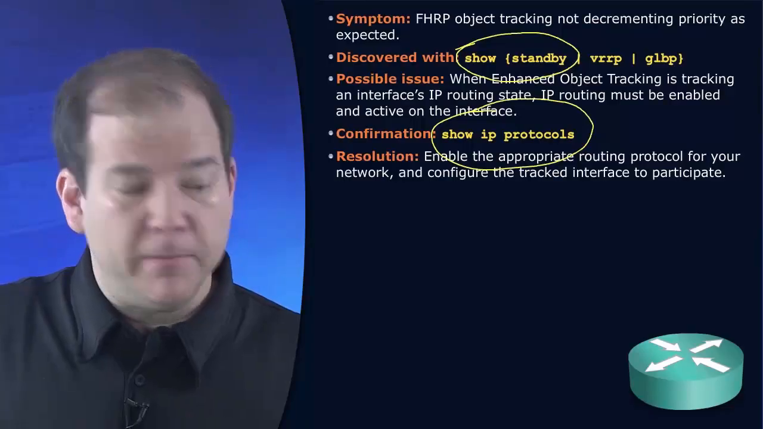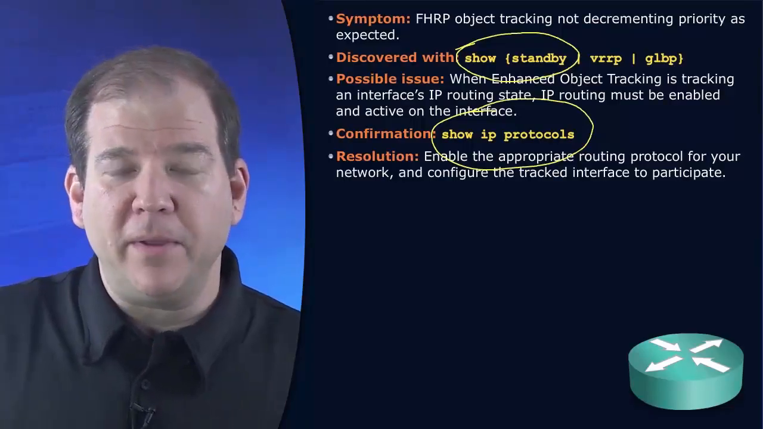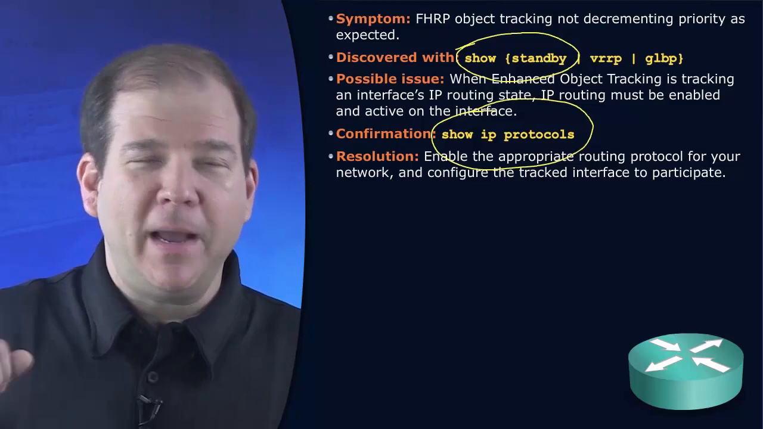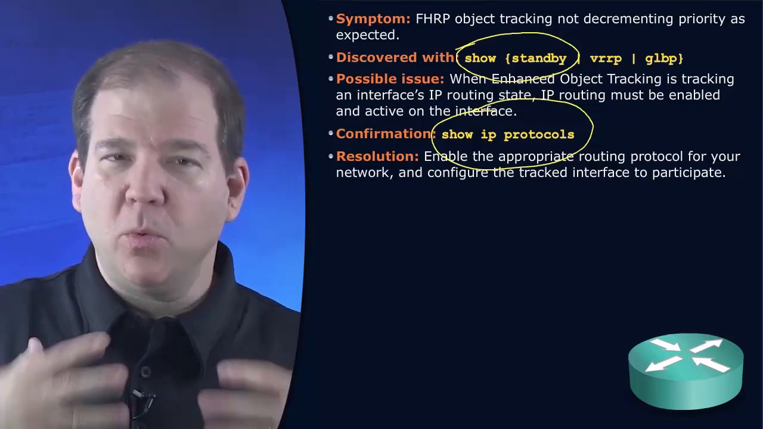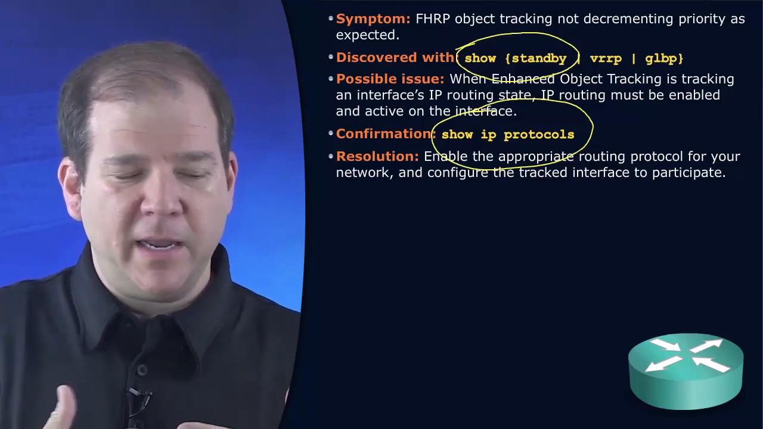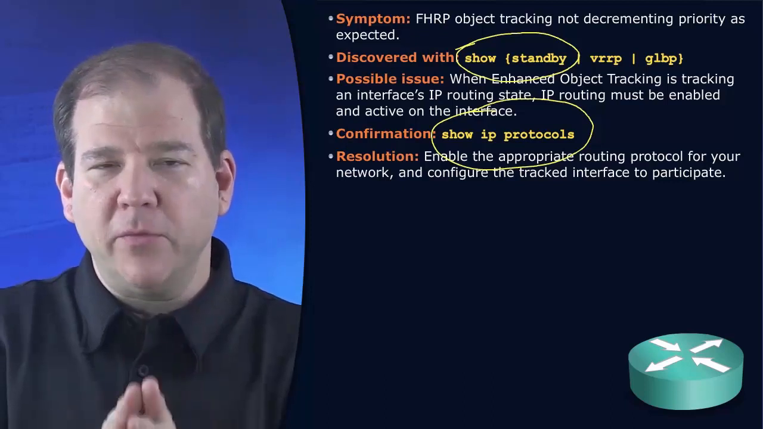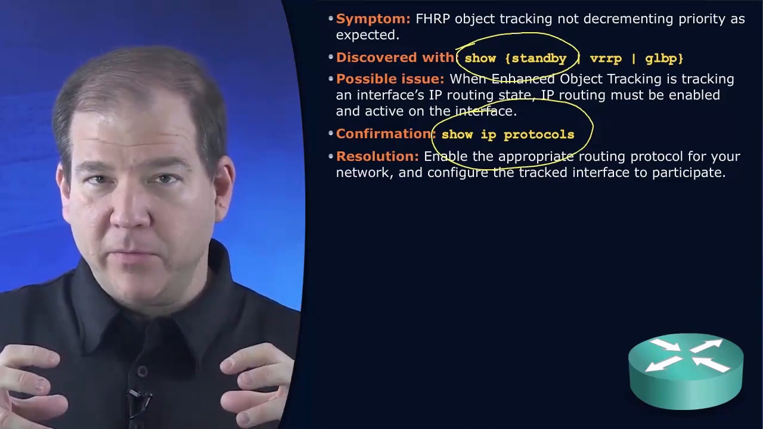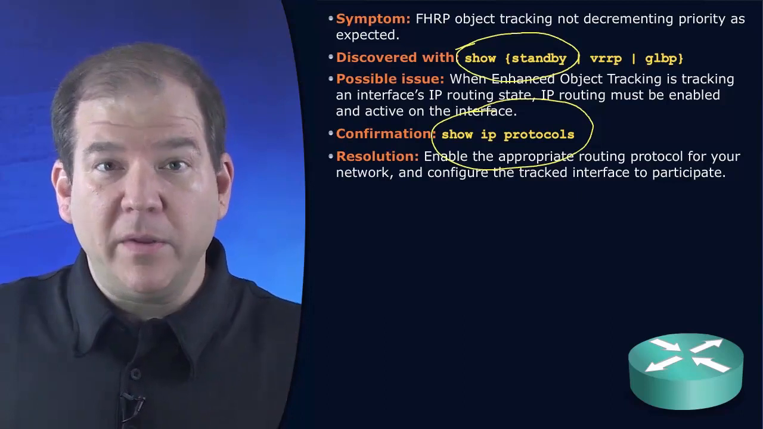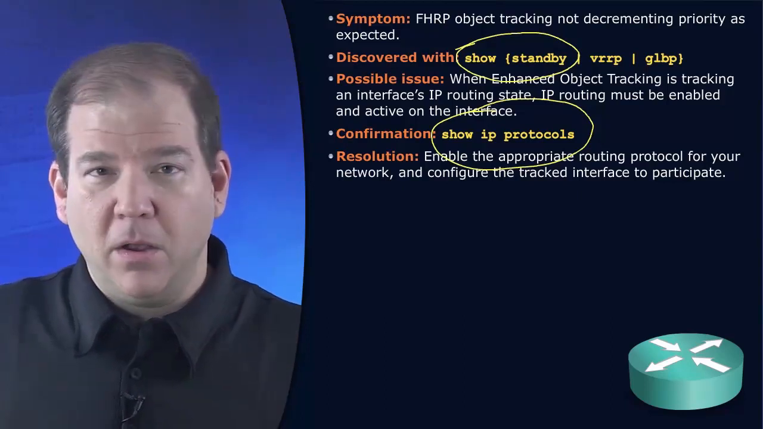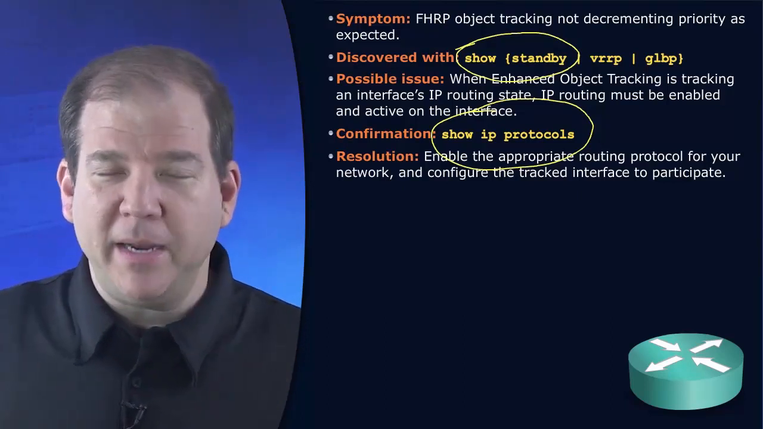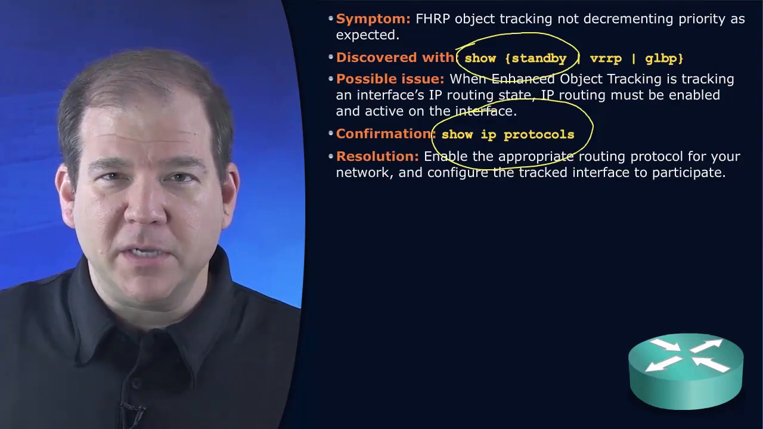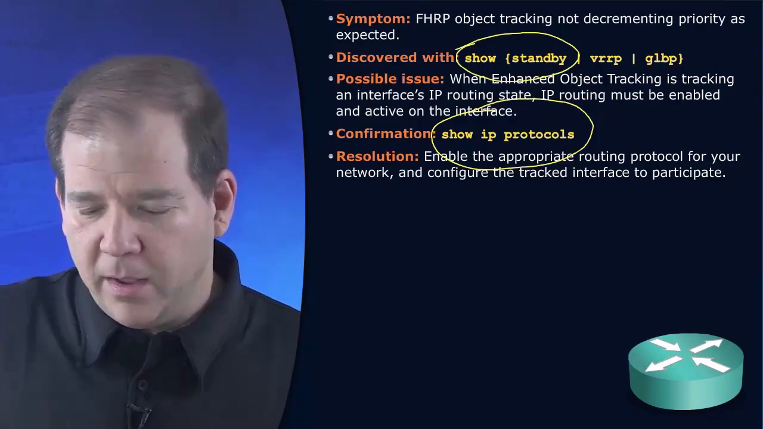If we found out that, nope, this interface is not routing for IP, the way we would fix that is we would go back into router configuration mode and say network, and we would give the network address that encompassed the IP address of that interface. Or we could go into the interface itself and say that for maybe OSPF, we wanted to participate in a specific OSPF process as a member of a specific area.